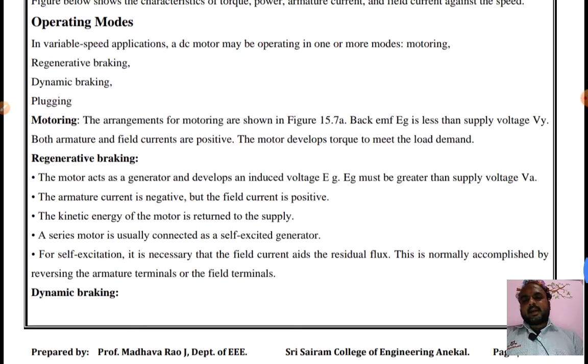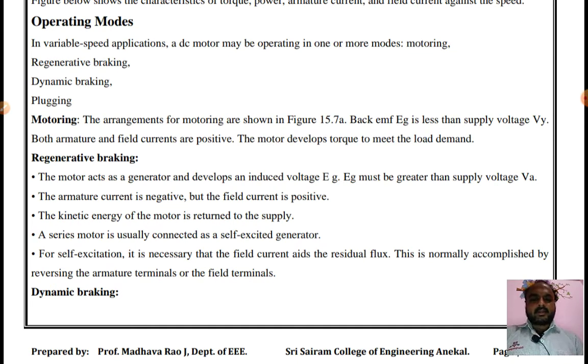Next one, operating modes. How will it operate? It operates in three modes: regenerative braking, dynamic braking, and plugging. The variable speed applications of DC motors: first one is the motoring method. Second are regenerative braking, dynamic braking, and plugging. First we will see the motoring. The arrangement we have already seen.